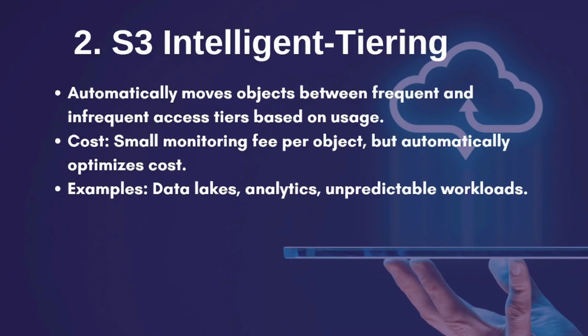The second type is S3 Intelligent-Tiering. It automatically moves objects between frequent and infrequent access tiers based on usage. In terms of cost, there is a small monitoring fee per object, but it automatically optimizes cost. Examples where we can use S3 Intelligent-Tiering are data lakes, analytics, and unpredictable workloads.